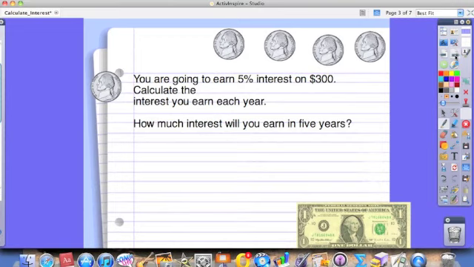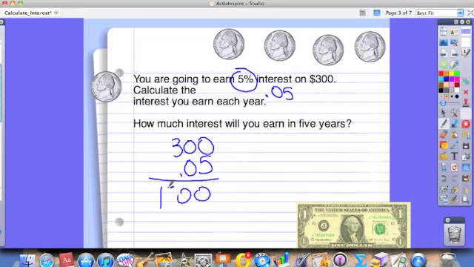Now let's solve the problem. We know how to find percent. 5% can also be written as 0.05. Don't make the mistake of writing it as 0.50, that's 50%. So I'm going to take my $300 of my money and I'm going to find 5% of that. This is how much I'm going to earn each year. When I multiply it through and move my decimal, I see that the bank is going to give me $15 each year for having my $300 in their bank.